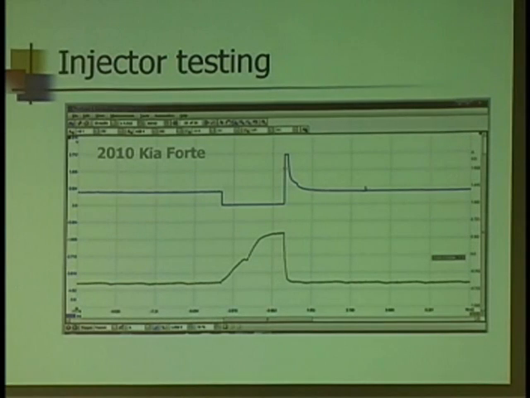Someone mentioned earlier about voltage testing. I'm going to show you some conventional injector testing. Don't hear too much about this anymore, but it's still a very valuable tool. The blue trace is the voltage at the injector on the ground side, the control side. And the green trace below it is the current for that injector.